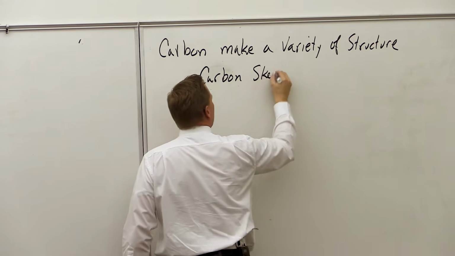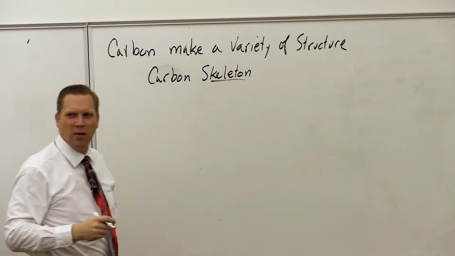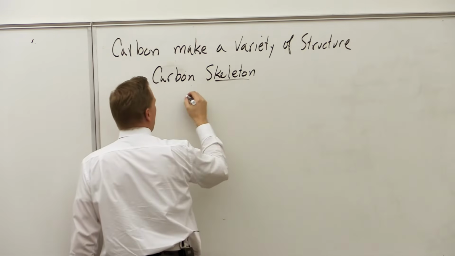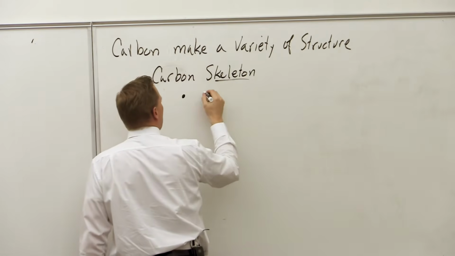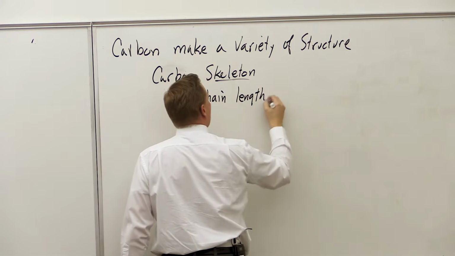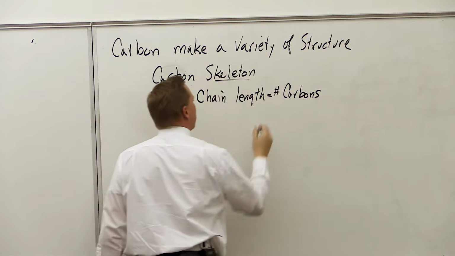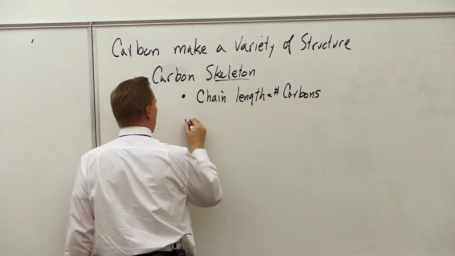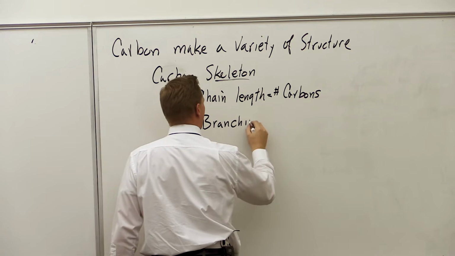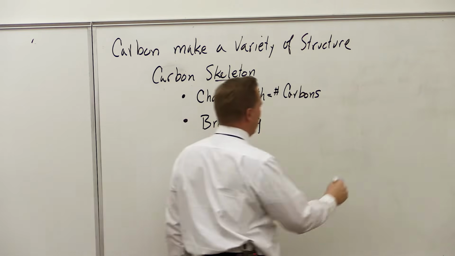So carbon skeletons. This means the basic framework. When we talk about carbon skeleton, we're talking about the basic framework of carbon atoms. And they can have a lot of variations. Some ways that they can vary are in what we call the chain length, or the number of carbons. They can also vary in what we call branching. So, what does branching mean?